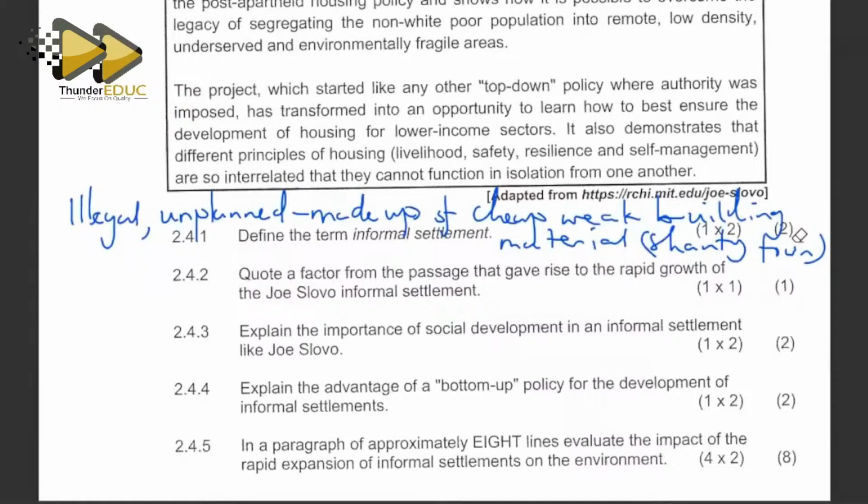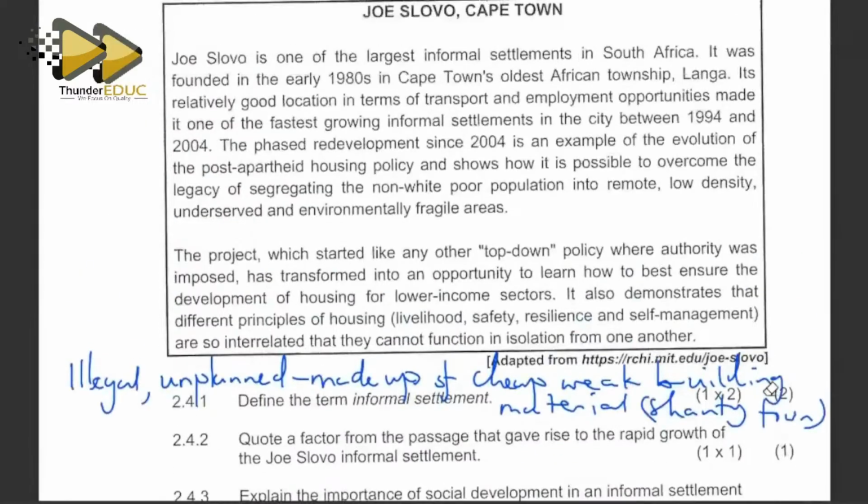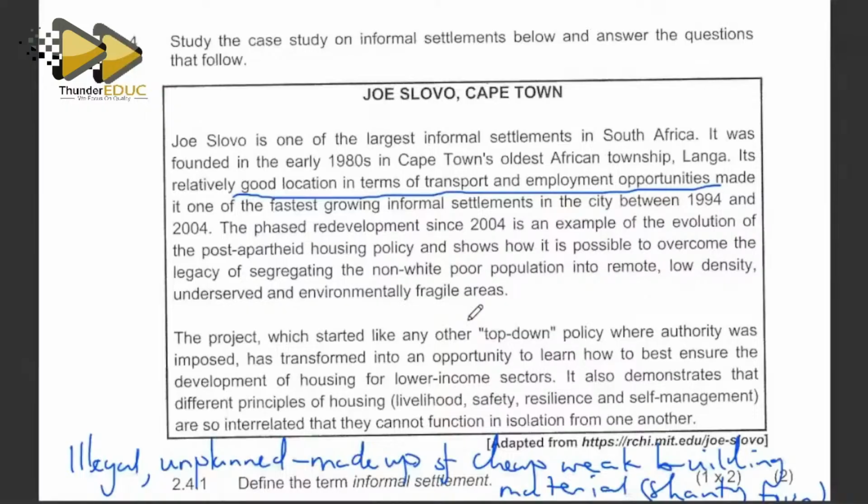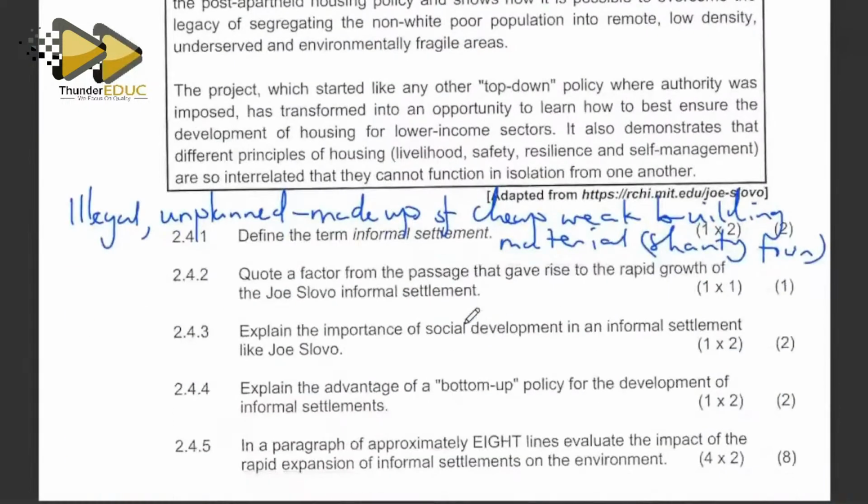Quote a factor from the passage that gave rise to the rapid growth of Joe Slovo informal settlement. We find it from the extract. It says it was founded in the early 1980s in Cape Town's oldest African township, Langa. Its relatively good location in terms of transport and employment opportunities made it one of the fastest growing informal settlements. Because for this reason, it has a good location in terms of transport and employment opportunities. That is why it had a rapid growth.